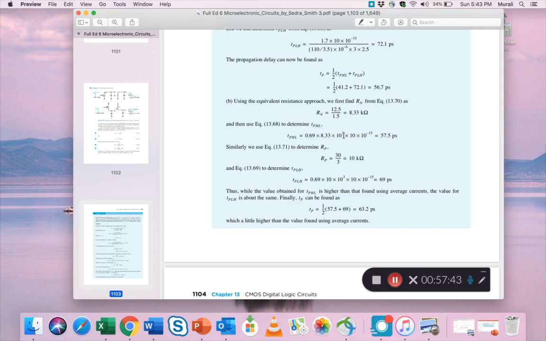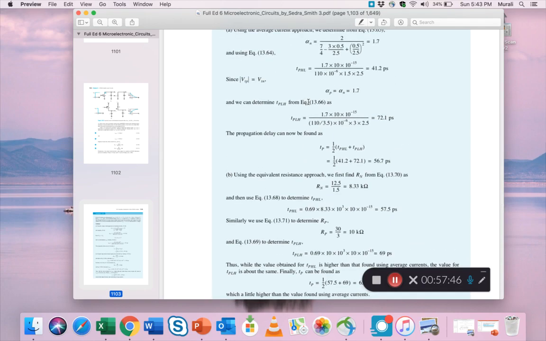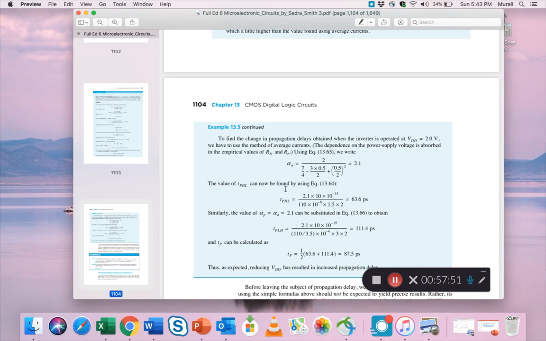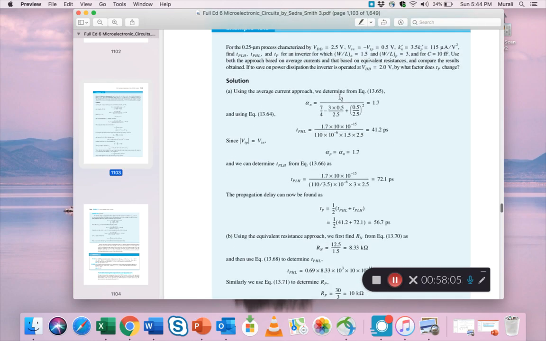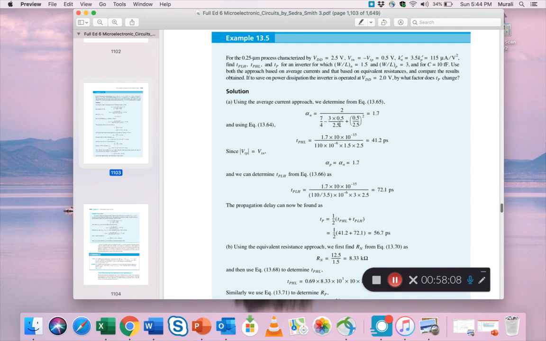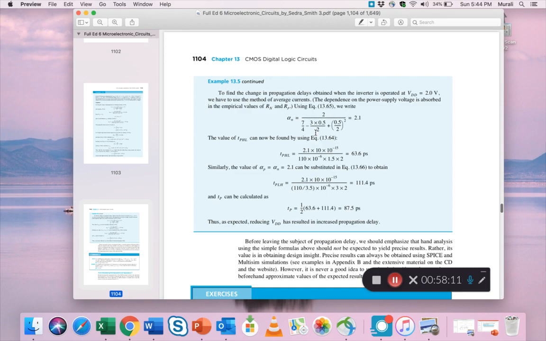Please learn how to do this, get some practice so that you don't make mistakes doing these calculations in the exam. There's also a part B where it asks what happens if the VDD drops from 2.5 to 2 volts. This value is VDD, that changes to 2 in the denominator here. So the final tP, the propagation delay calculated, becomes 87.5.